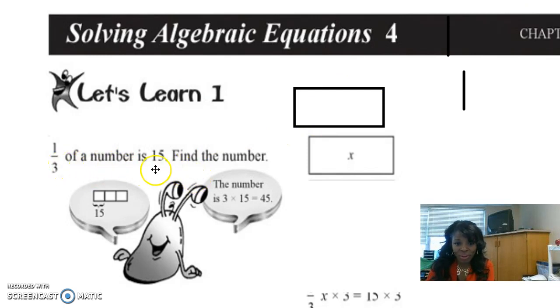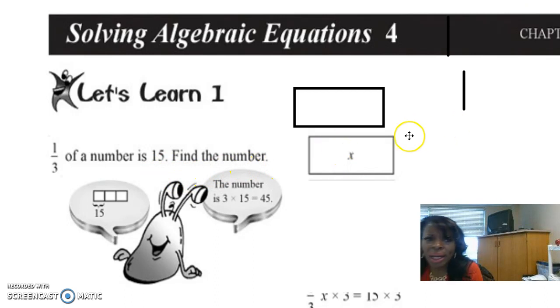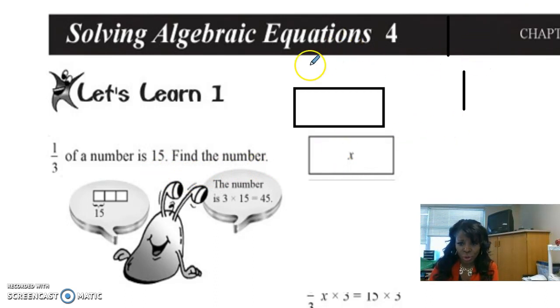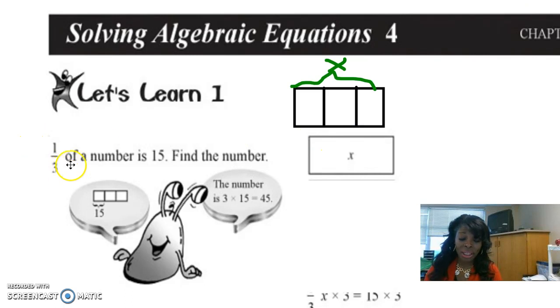All right, so 1/3 of a number is 15. So 1/3 of some number. Now we're going to use our bar to help us determine what that number is. So the bar is the number that we don't know what it is. So we're going to draw ourselves a bar and we're going to identify it as X. And then we're going to break it into thirds. And when we break a bar into pieces based on the denominator, we know we draw one less number of lines. So here the denominator is 3, so we actually are drawing 2 lines.